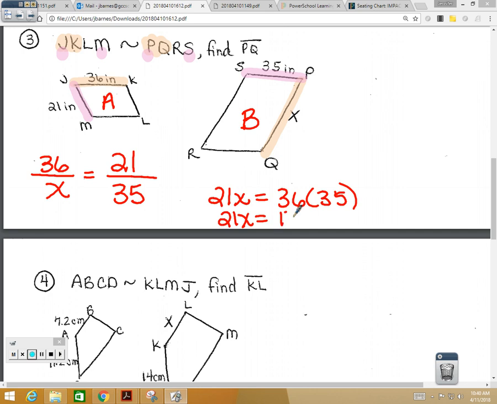Is that right? So if I do 1,260 divided by 21, what is that? 60? All right, so let's think about where did you go wrong then?